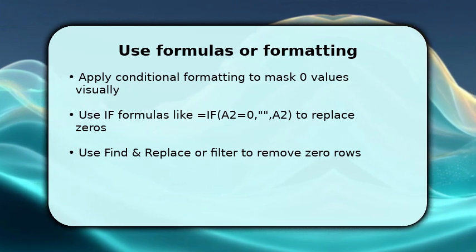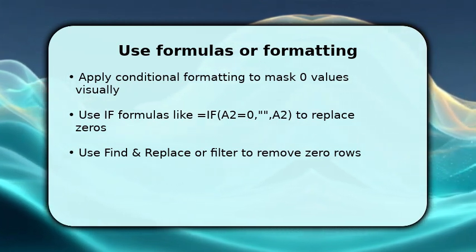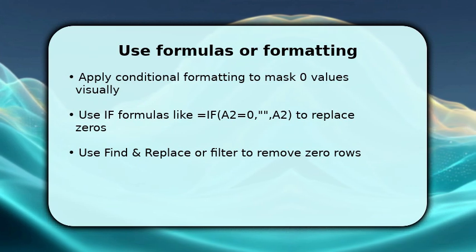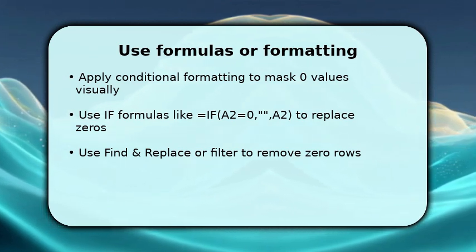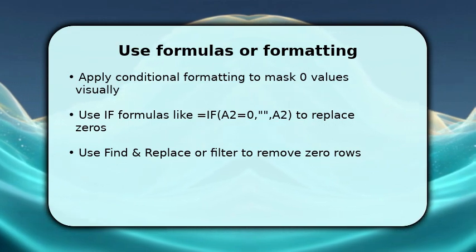Alternatively, press Ctrl+F, search for 0 and replace with nothing. Be careful to limit search to selected range. Or filter the column and uncheck 0 to hide 0 rows.